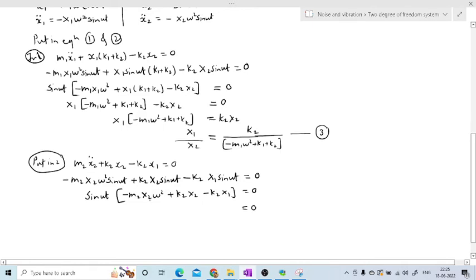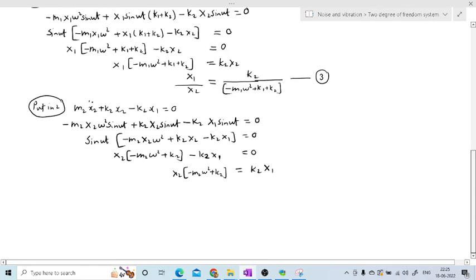Now in this side take x2 common from first two terms. So in bracket m2 omega square plus k2. Okay, from first two terms take x2 common, and this x1 term will remain as it is, that is k2 x1. Now transfer this k2 x1 on the right side. So when I transfer, it will become plus, and here we have x2 minus m2 omega square plus k2.